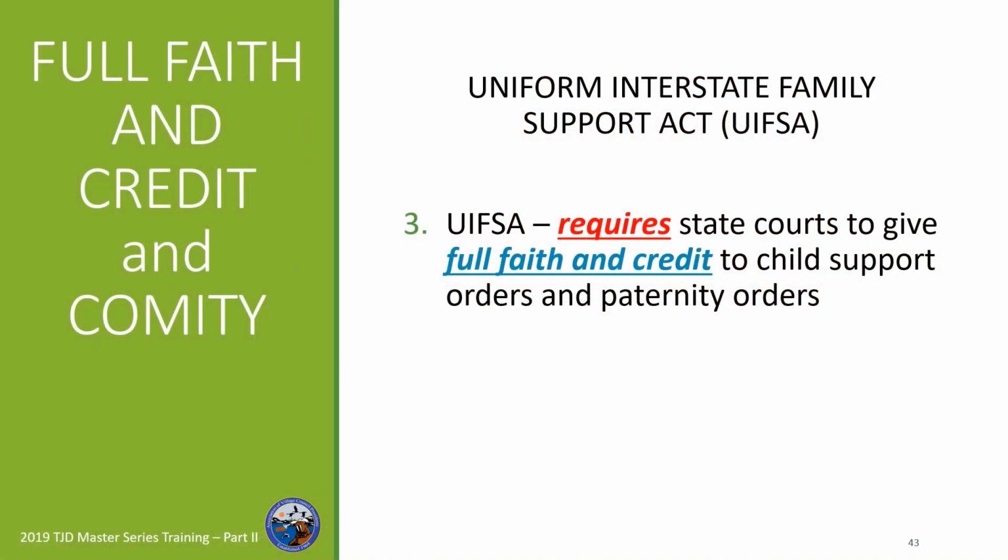Another one that we may deal with is the Uniform Interstate Family Support Act. And let me back up. I want to give credit to Alaska Legal Services for this. This is taken off of their alaskatribes.org. If you haven't seen it, it's a great website, so this is information taken off of that. But the Uniform Interstate Family Support Act requires full faith and credit. So again, full faith and credit is a mandatory adoption. It's not voluntary, it's mandatory for certain child support orders and paternity orders.